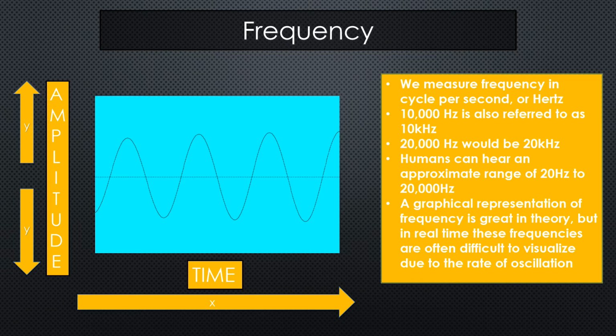In real time, these frequencies are often difficult to visualize because the rate of oscillation is so fast. I mean, if we have a sound that is rapidly compressing and expanding 5,000 times per second, a graphical representation might not serve us super well. We'd have to zoom in tremendously far to actually see that sort of wave of compression and expansion. So this is useful in theory. It's not always incredibly possible in practicality.